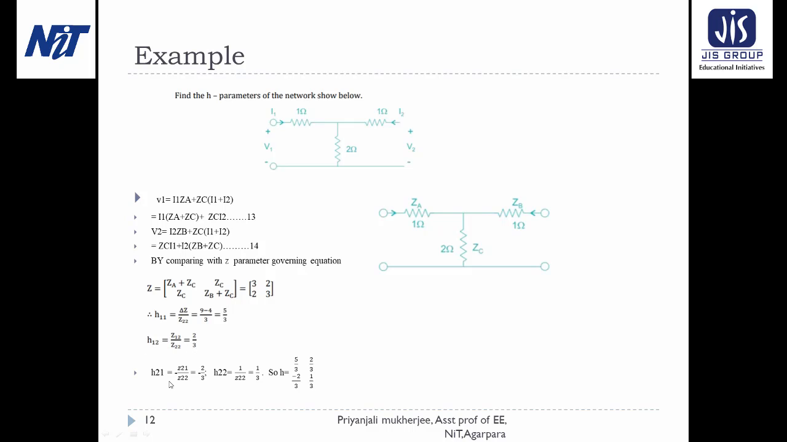Whereas H21 is the ratio of minus Z21 by Z22. Now Z21 is 2 and Z22 is 3. So H21 becomes minus 2 by 3. Whereas H22 is 1 by Z22, that means simply 1 by 3. So the overall H parameter can be written like this: 5 by 3, 2 by 3, minus 2 by 3 and 1 by 3. So without calculating directly in H, we can convert from Z to H, and we can easily find the H parameter by using the conversion method.